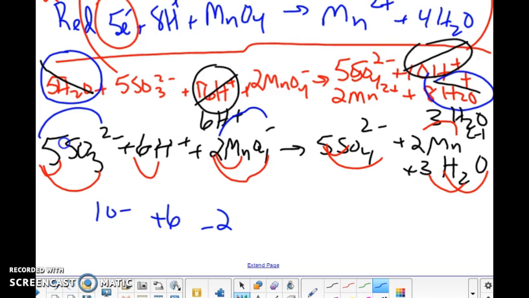10 negatives plus 6 positives, that's minus 4. Oh, sorry. It is minus 6. Excuse me. Let's check over here. We have 10 and we have 4, which is negative 6. So that works out perfectly. I think I'm going to run out of time, so I'm going to stop this one and start up a new video shortly. Okay? So go to the next one.